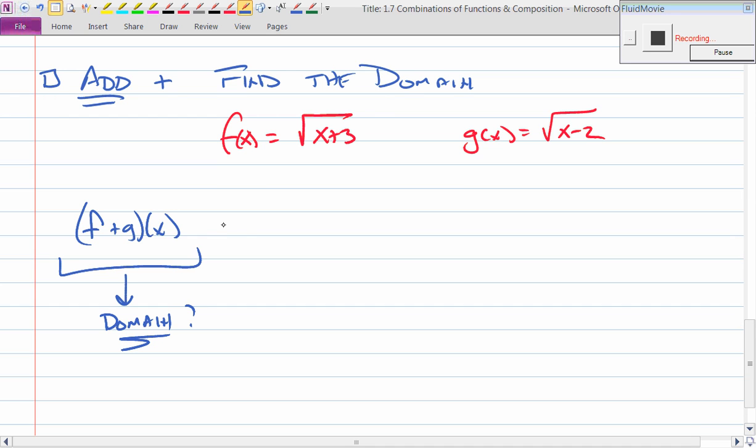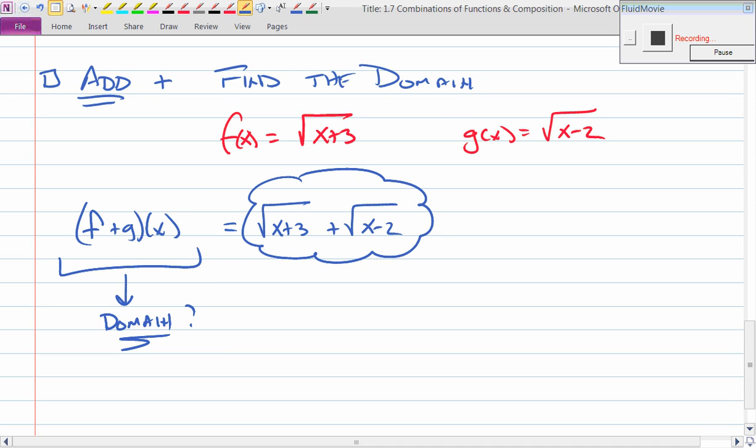All right, well, the first thing we'll do is add them together. So that's just the square root of x plus 3 plus the square root of x minus 2. All right, good. So I have my new function, and it's just the addition of the two functions together. But the question is, what's the domain of this new jointly added together function? Seth, what do you think? All real x so that x is greater than -3.